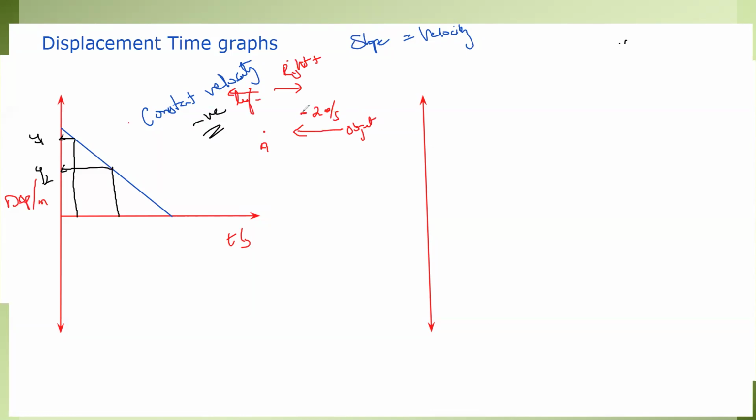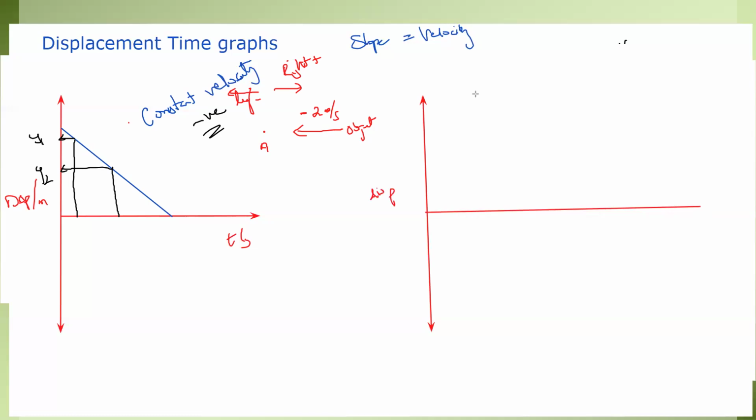what will be the direction of this velocity? It will be negative. Why? Because the object is moving towards left. The displacement is decreasing and the object is moving towards left. That's why the velocity is negative, but it has a constant velocity. Is it clear?